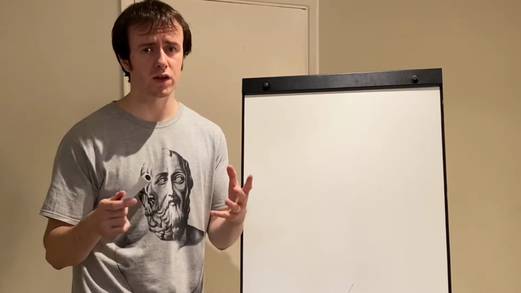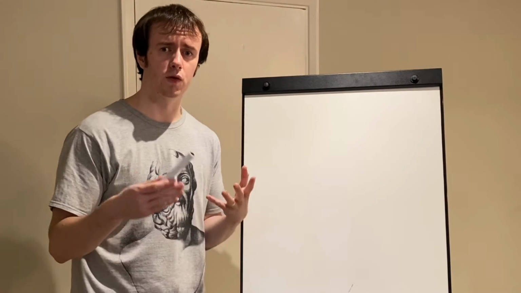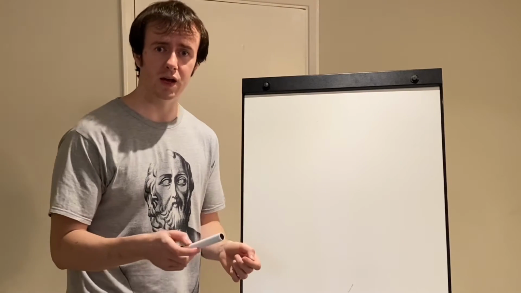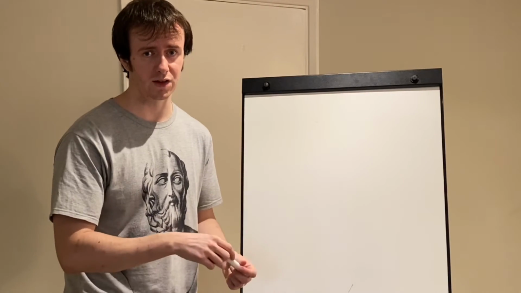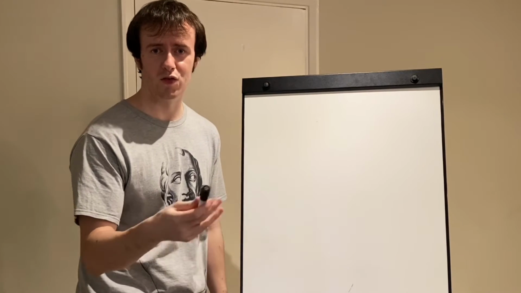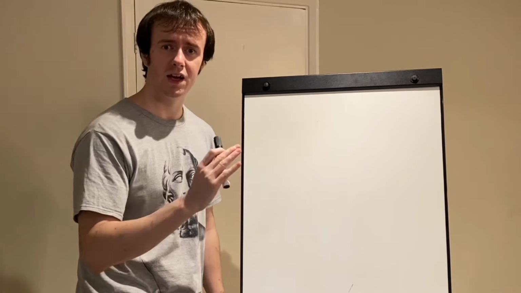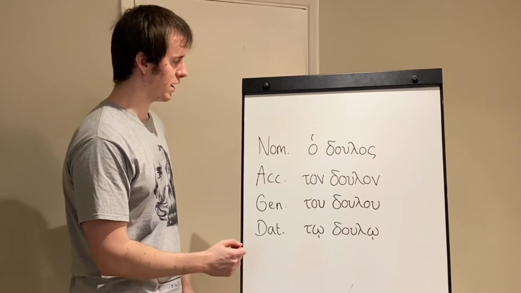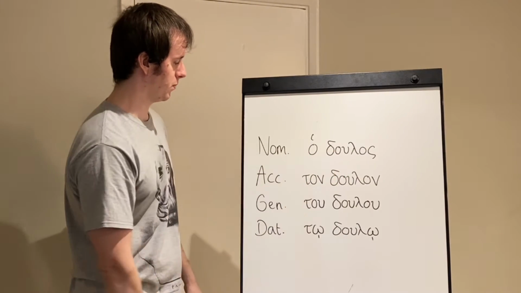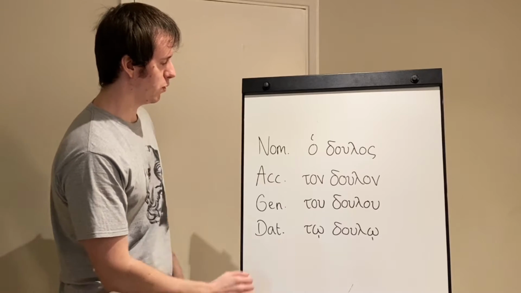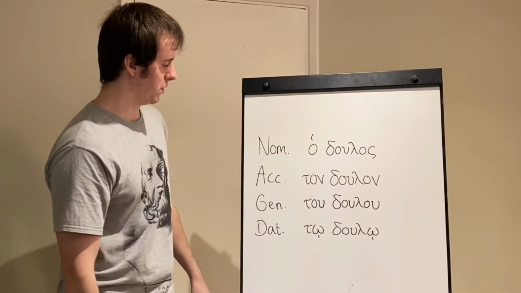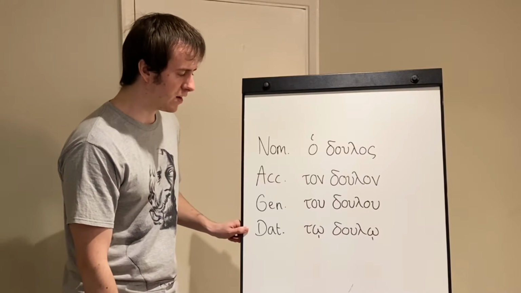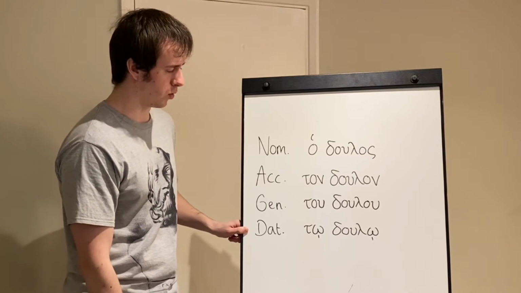I should say that there is another case, but it's not that important for us right now, especially since the definite article only has forms for the four main cases. Let's now look at how you would write the slave in each of the cases. So in the nominative, the slave would be ho doulos. In the accusative, it would be ton doulon. In the genitive, it would be tu doulou. And in the dative, it would be toi douloi.